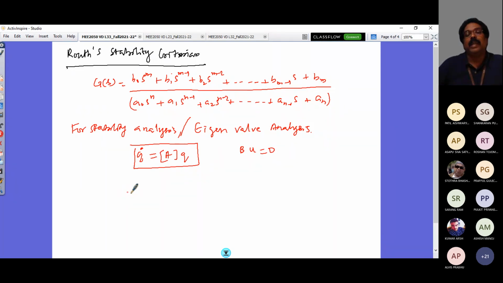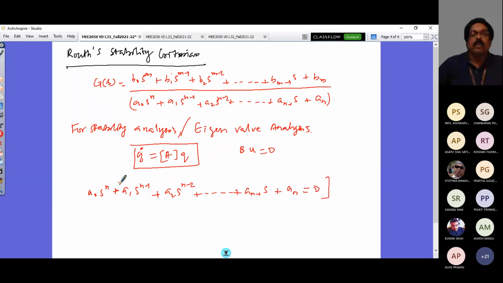I can also represent that here. If I put Q of S as a trial solution, Q into e raised to st, and substitute, I would end up with this polynomial: a0 s^n + a1 s^(n-1) + a2 s^(n-2) + and so on + a(n-1) s + an equals 0. Then this is called the characteristic equation. We don't call this the characteristic polynomial; this is called the characteristic equation.